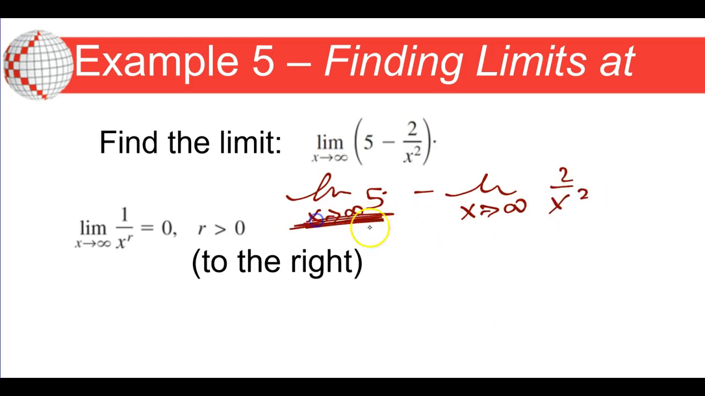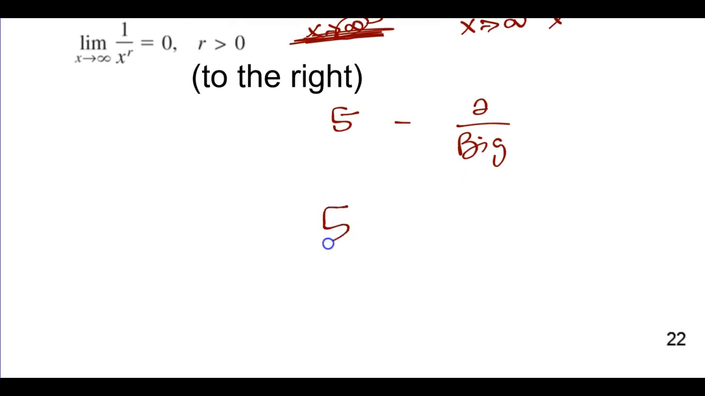So the limit as x approaches 5, well, that's easy because that's just 5. If you look at the graph of y equals 5, it's just a horizontal line. And as you go off to the right to infinity, it's still just 5. Minus, and so this is 2 over a really big number. And of course, that's like saying 5 minus 0, which is just 5.